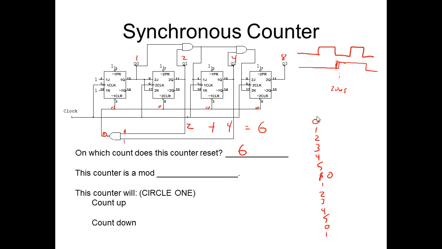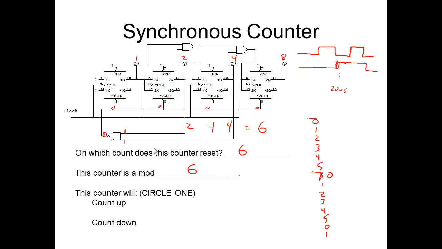Well, to figure out what the mod number is, it's how many distinct counts you have here. So from here to here are the number of unique counts. In other words, these are the same thing as these. So how many of these do you have? Well, you have 1, 2, 3, 4, 5, 6. You have 6 distinct counts, so it's a mod 6.